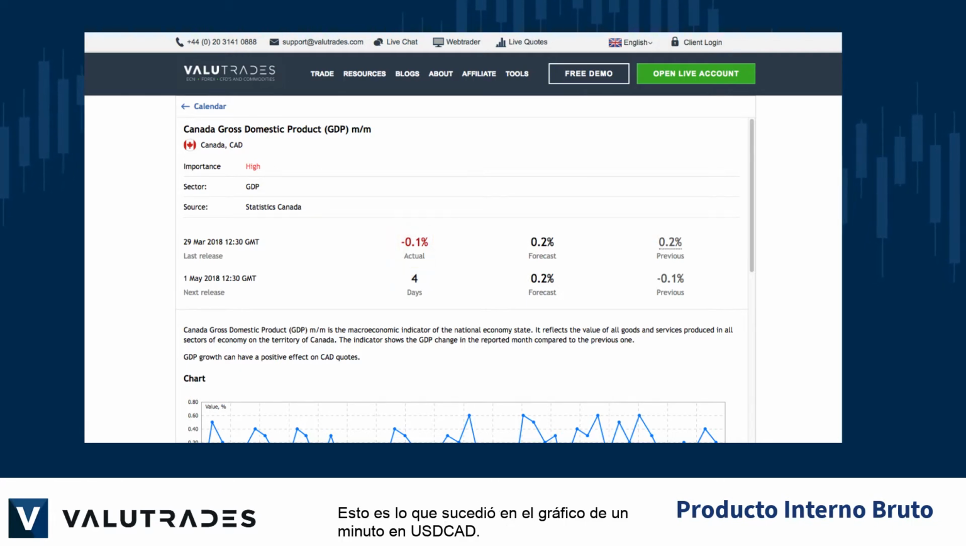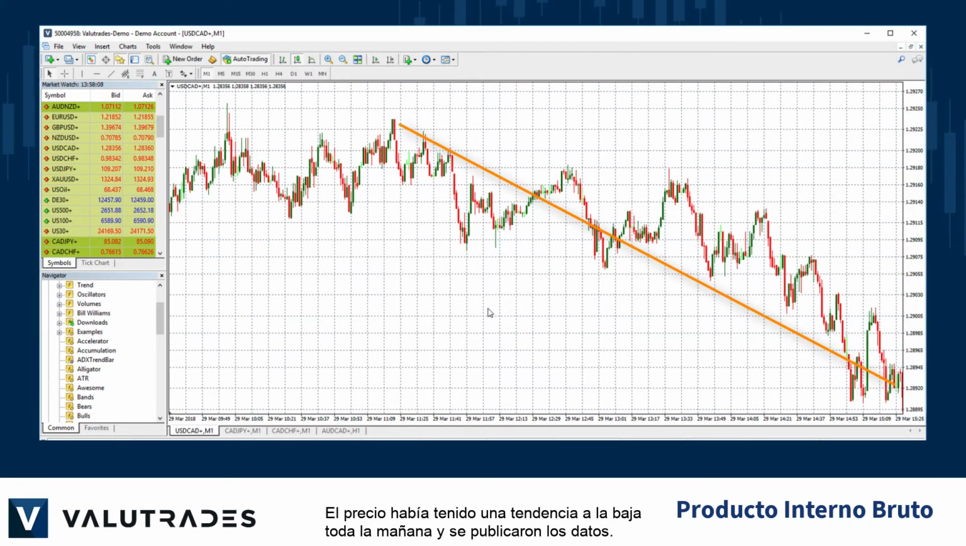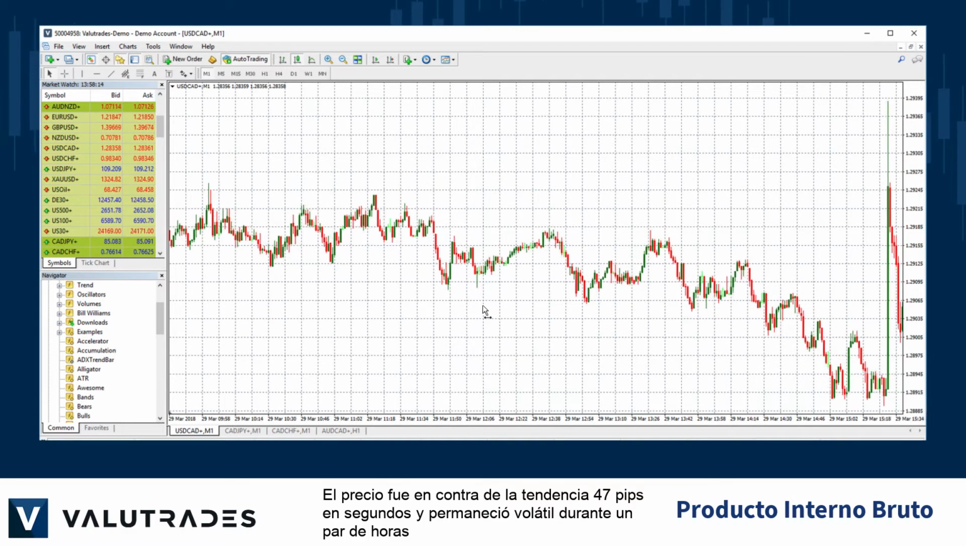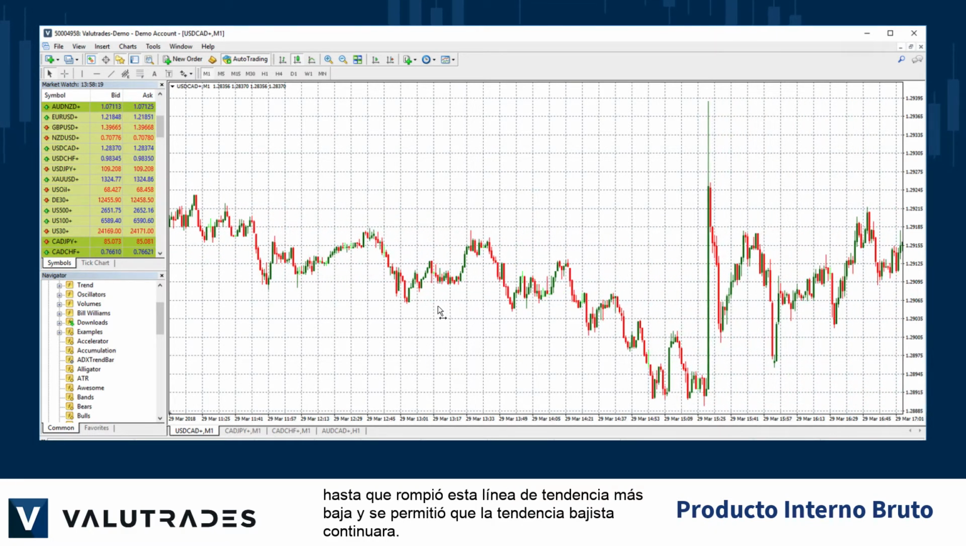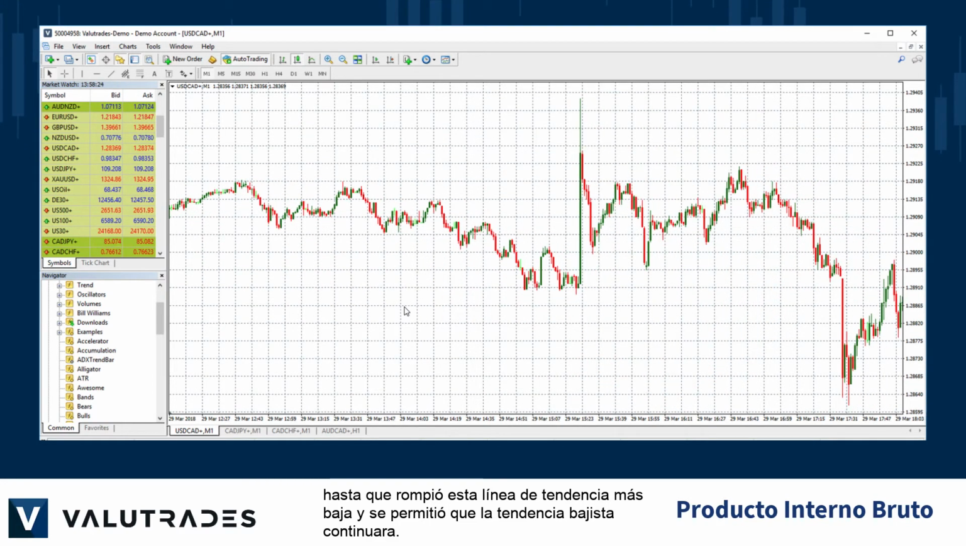Here is what happened on the 1-minute chart on $CAD. Price had been trending down all morning and the data was released. Price went counter-trend 47 pips within seconds and remained volatile for a couple of hours until it broke through this lower trend line and the downtrend was allowed to continue.